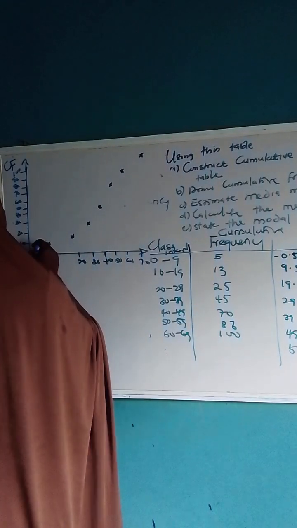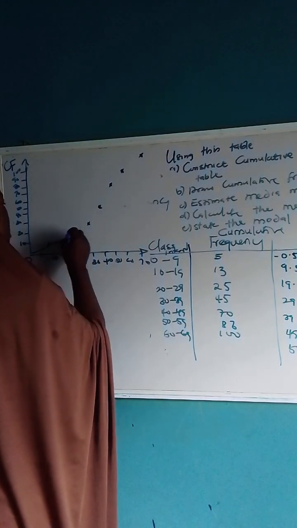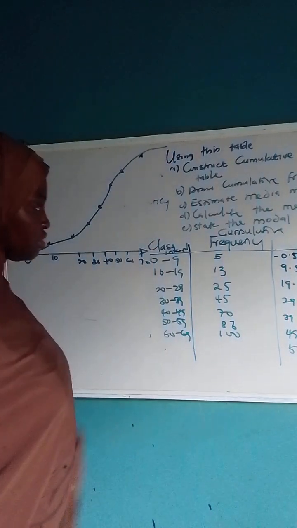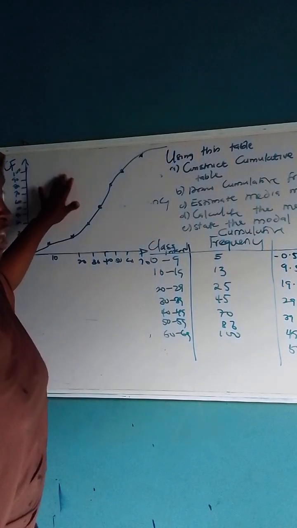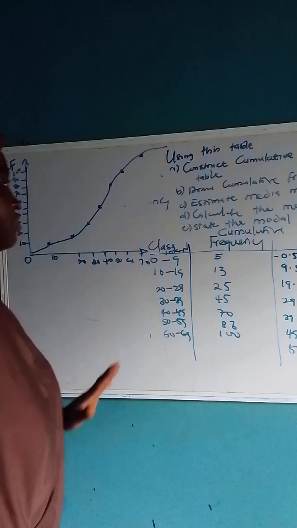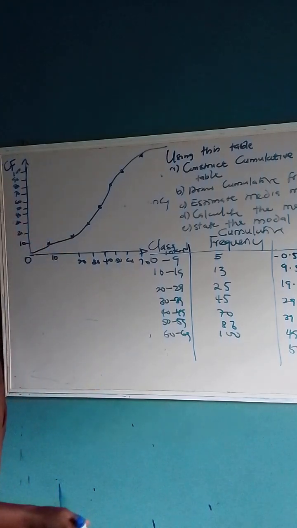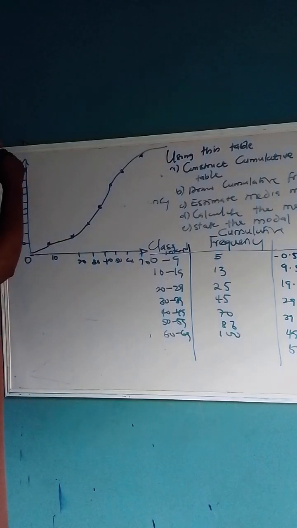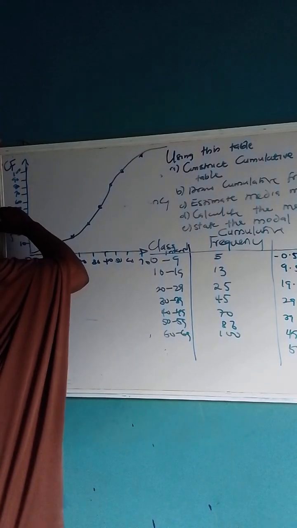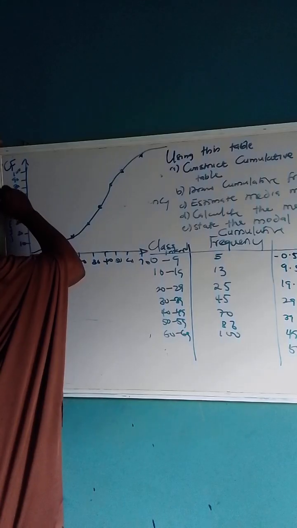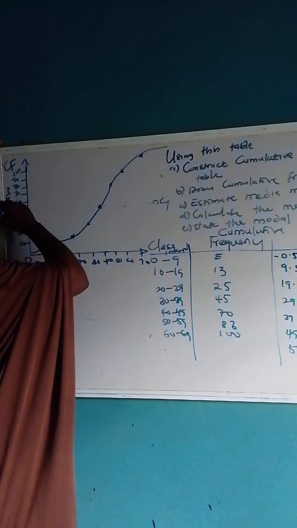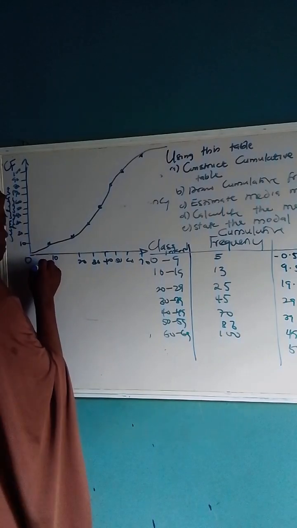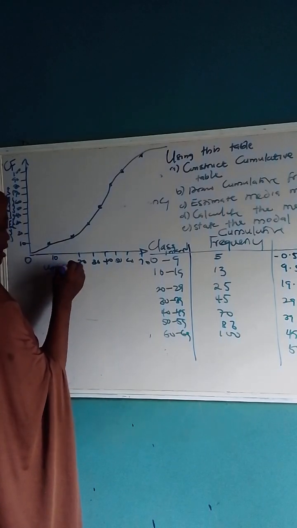So you now join it together. It's an ogive curve. This curve alone, you earn a mark for it. And for proper labeling, you have to label it. So you see that I wrote CFA, but you need to write it in full, cumulative frequency here, and you write upper class here.